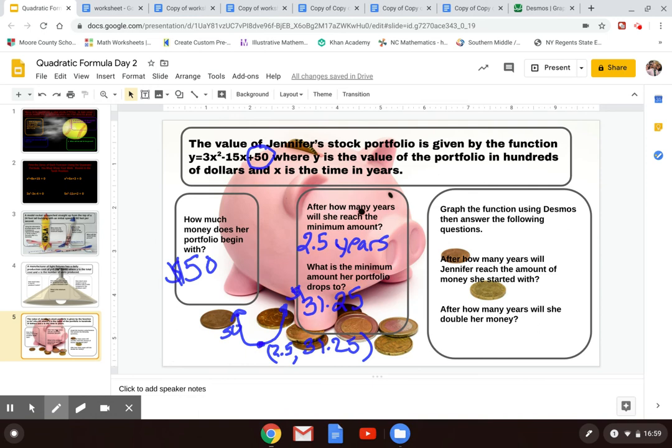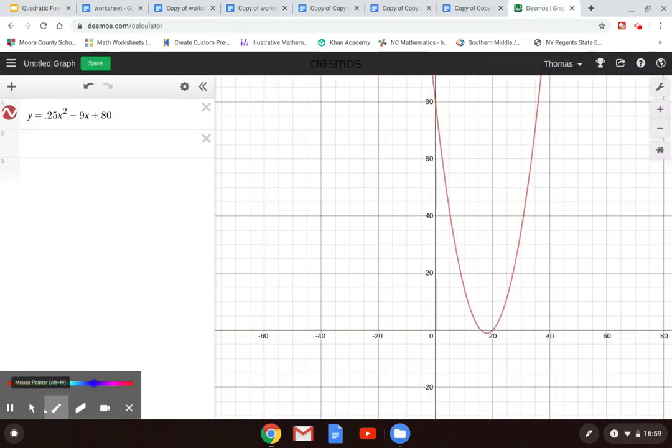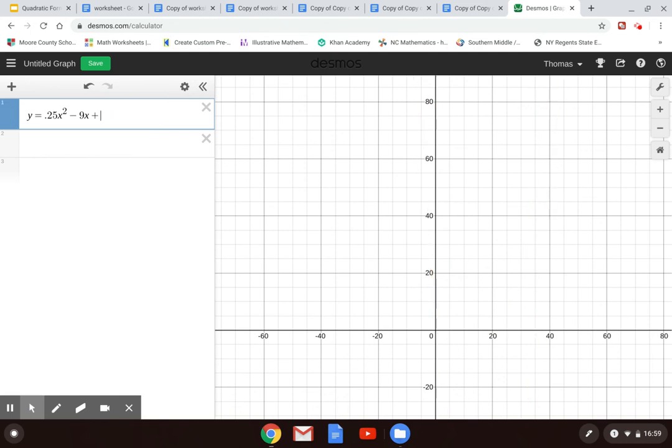So the final part says to graph the function using Desmos, then answer the following questions. So let's go over here to Desmos, and I will show you how to graph this, which you probably already know, but I'll do it for you anyway. So 3x squared minus 15x plus 50. Here's what the graph looks like, and there are some questions here that we need to answer. Here's the parabola. As you notice here, 50 is the y-intercept that we talked about, the starting point.